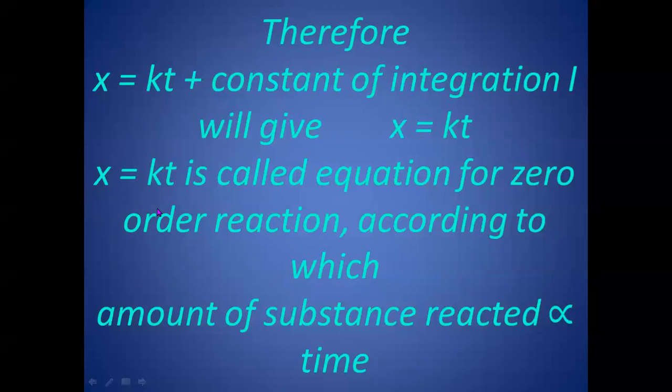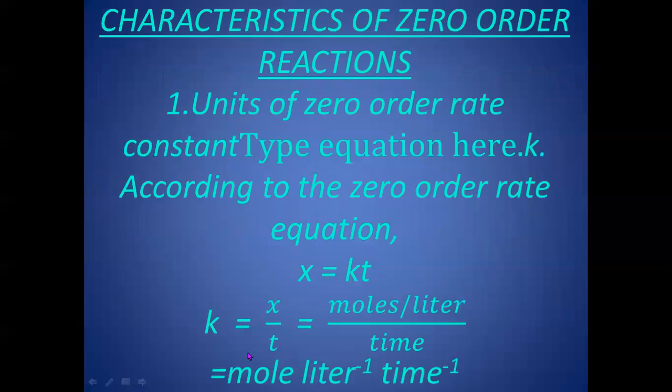x is equal to kt is called the equation for zero order reaction, according to which the amount of substance reacted is directly proportional to time. Now, characteristics of zero order reaction. So you should remember that the zero order rate equation is nothing but concentration is equal to a constant into time, where k is called the rate constant of zero order. K is the rate constant for zero order.